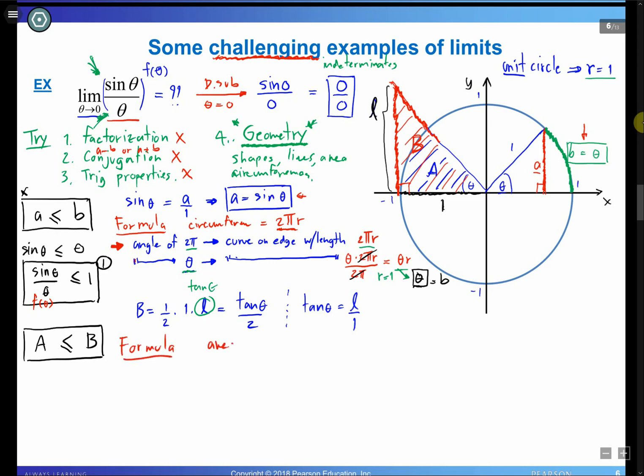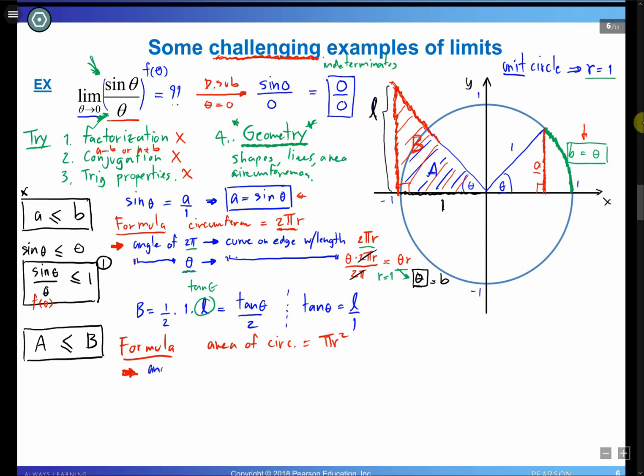Area of circle. Okay. Area of a circle is equal to, as you know, pi r squared. And we are going to use this as our reasoning again, doing the same as what we did before.